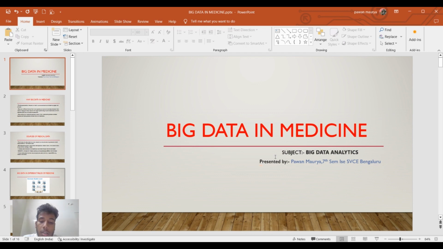Today we will be discussing big data analysis, and the subject code is 18CS72. In this particular subject, we will mainly discuss big data in medicine and some other features also. Without further delay, let's get into the topics.